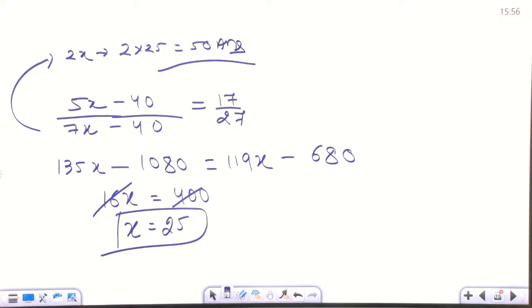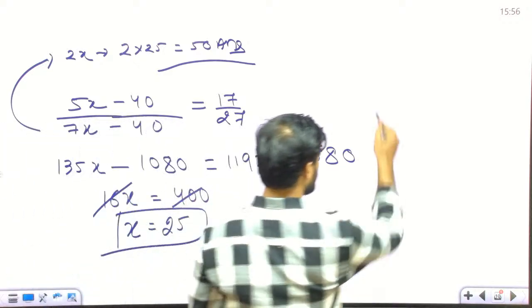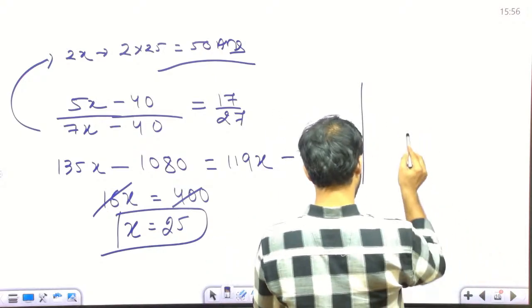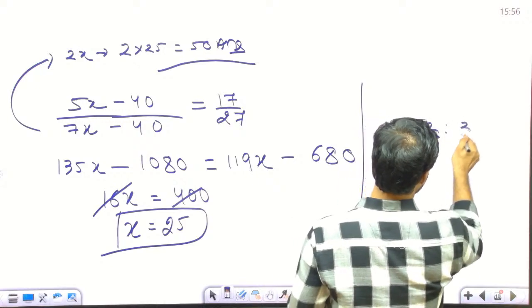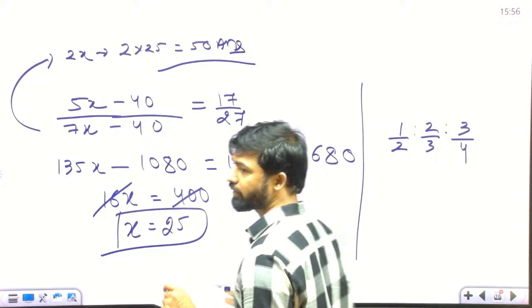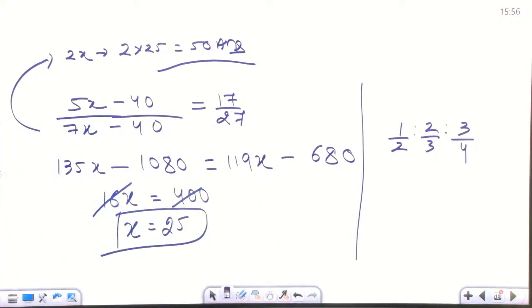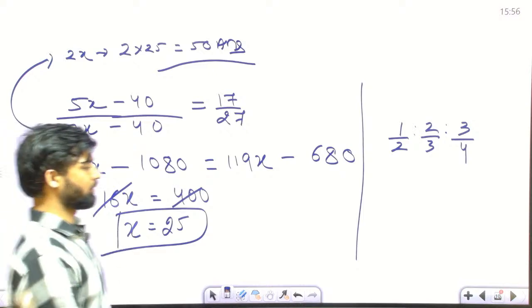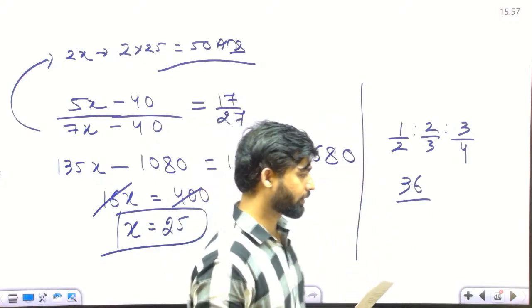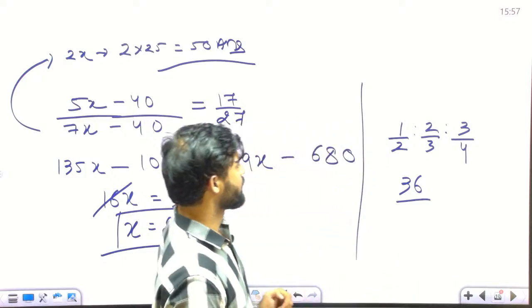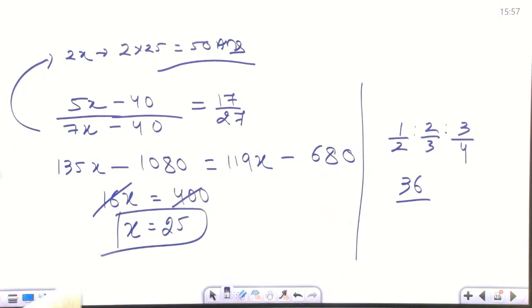Three numbers are in the ratio 1 by 2 is to 2 by 3 is to 3 by 4. The difference between the greatest and the smallest is 36. Then find the numbers respectively.